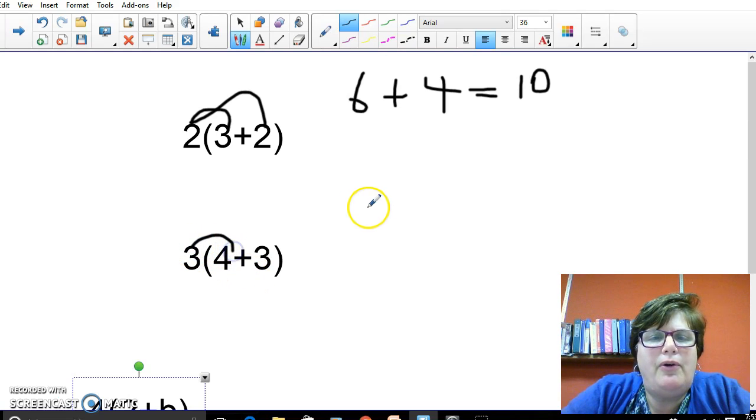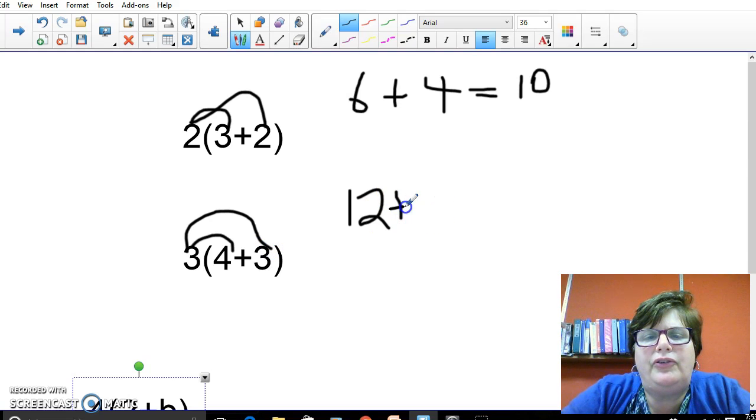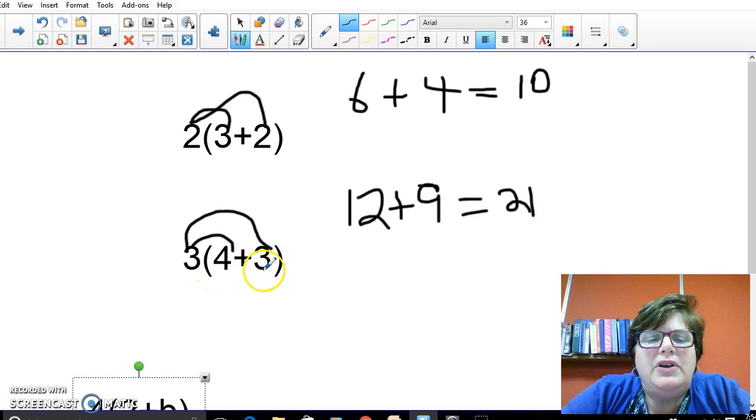3 times 4 would be 12. And we distribute the 3 across the other part of the parentheses. 3 times 3 would be 9. So therefore 12 plus 9 is 21. So just a different way of grouping, a different way of thinking about it. 4 plus 3 is 7, times 3 will give you 21. So therefore again we have the correct answer.